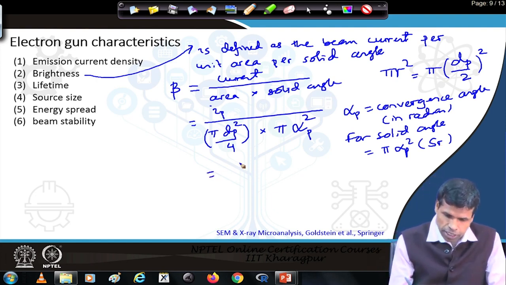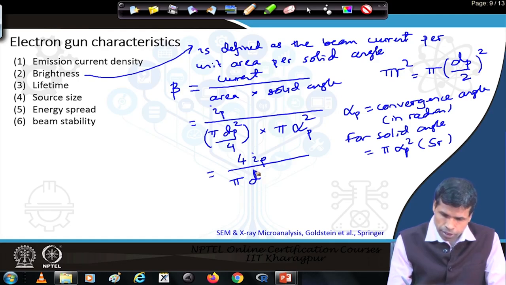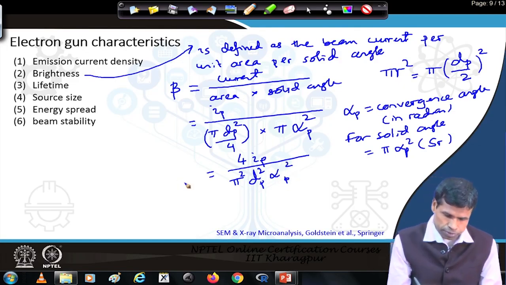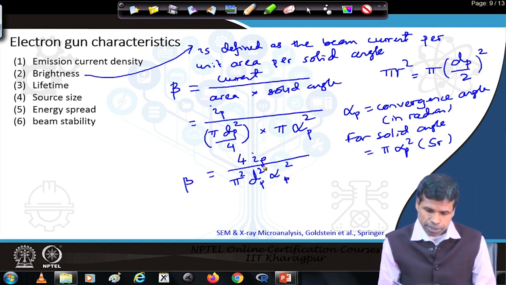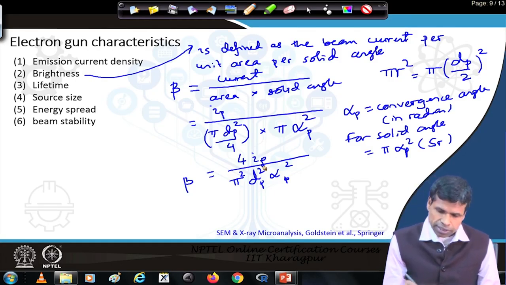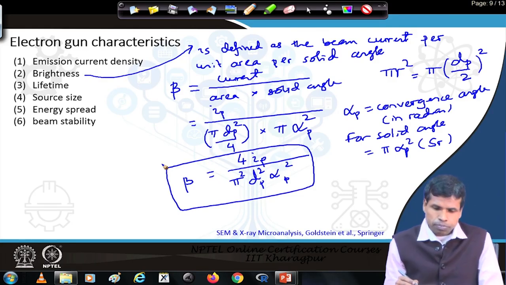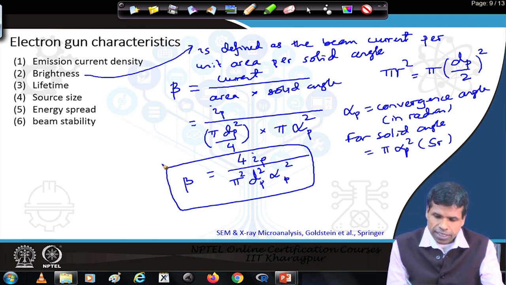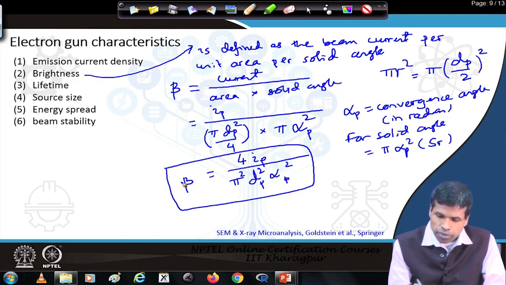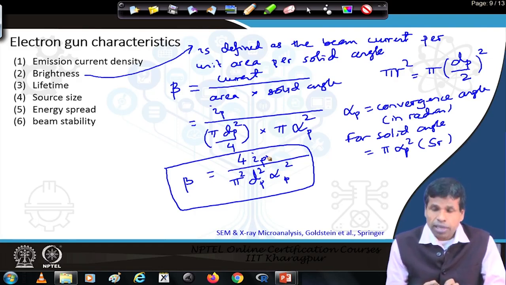So this is nothing but 4 ip divided by pi squared dp squared alpha p squared. This is the brightness, where ip is the probe current, that is the current at the specimen surface, dp is the diameter of the probe at the specimen surface, and alpha p is the convergence angle. If the probe diameter is more, brightness will be less, and if the convergence angle alpha p is more, brightness will be less. Brightness will be more only when the probe current is higher. Therefore, we should have a higher probe current to get higher brightness.